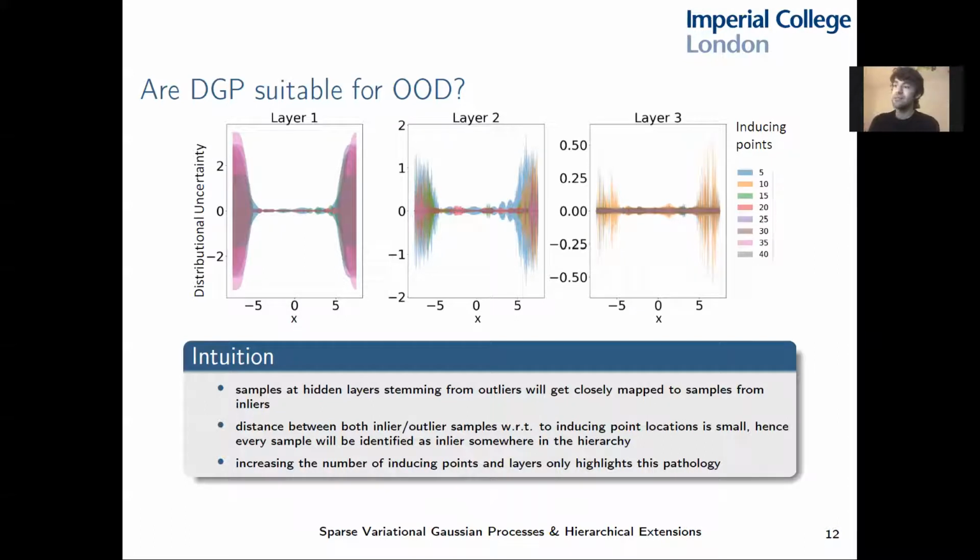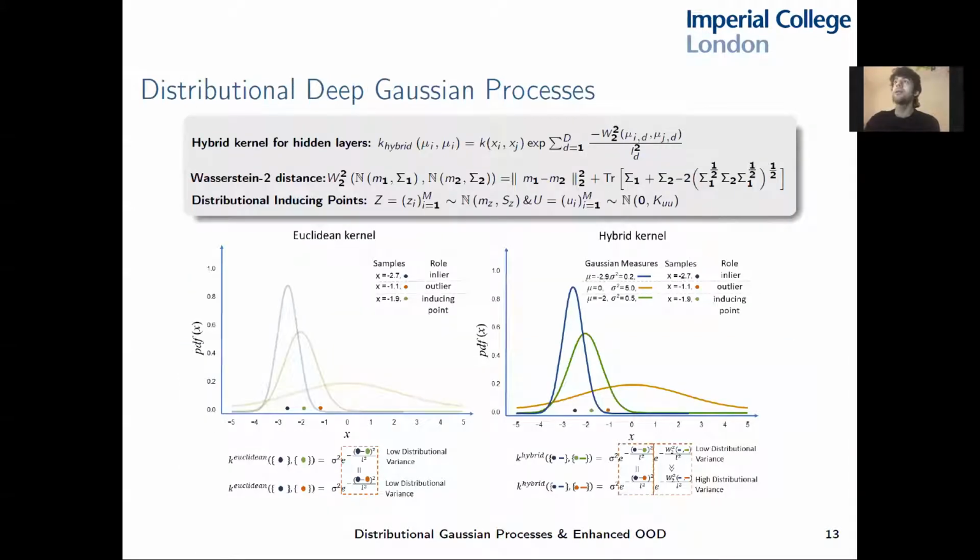What essentially happens is that in layer 2 and especially in layer 3, we have a pathology that what was initially detected in layer 1 as an outlier is now an inlier. We can see that as we increase the number of inducing points, this pathology only gets worse, which is something that we obviously don't want. So how can we solve this problem?